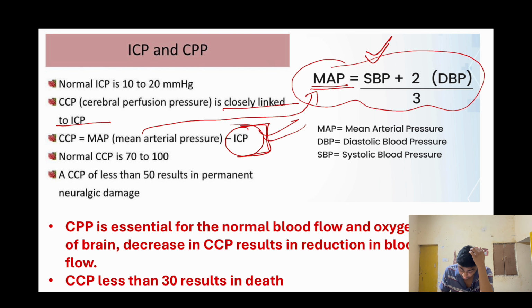Now the cerebral perfusion pressure is essential for the normal blood flow and oxygenation of the brain. If there is a decrease in the CPP, it results in reduction in blood flow and decreased oxygenation of the brain, so it causes death. Hence a CPP less than 30 results in death of a patient.